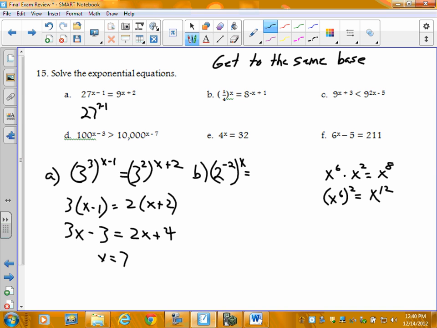Again, guys, the reason I'm doing this is because I have to get them to the same base. In this problem, this time, that base that I'm going to get them to is 2. And so that gives me negative 2x. Then I'm solving, raise a power to a power, multiply the exponents. 3 times negative x minus 1 is negative 3x plus 3.